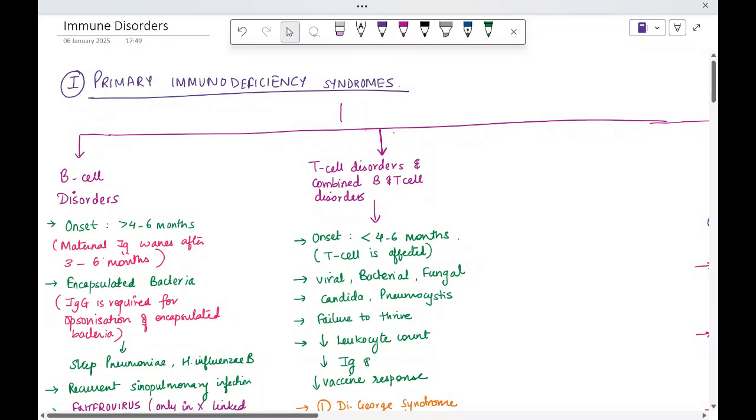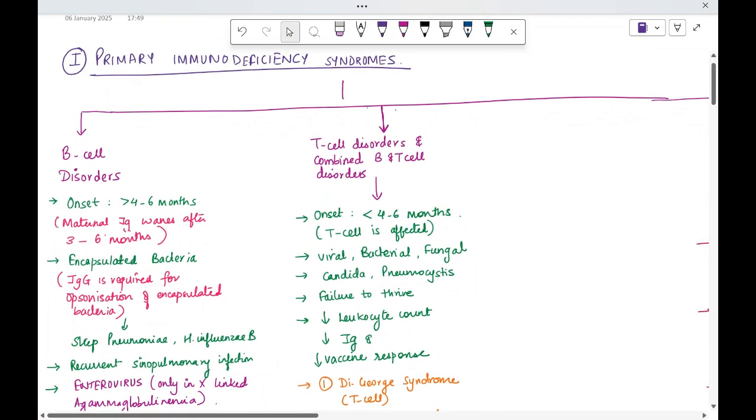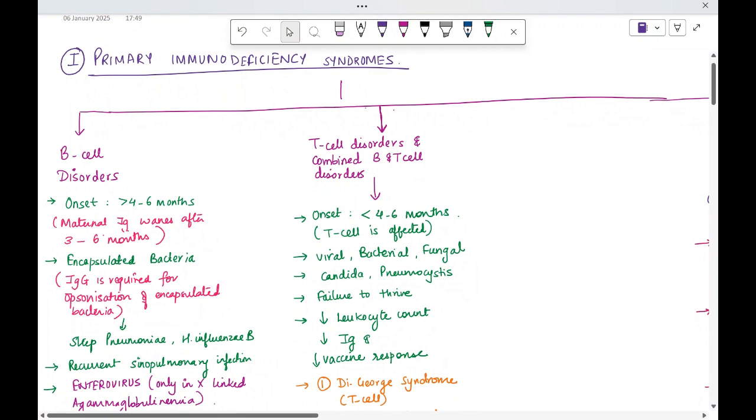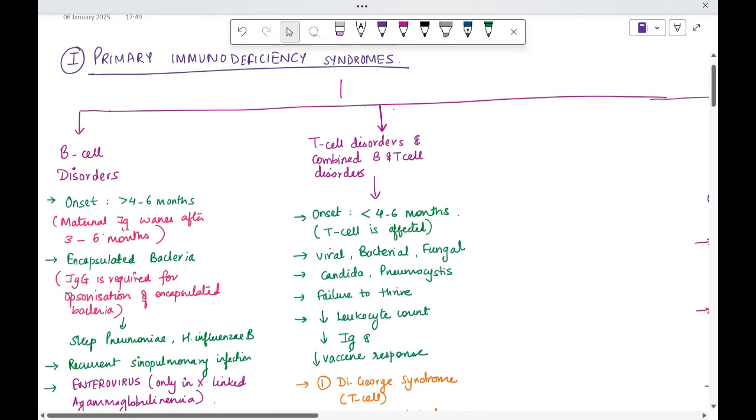This video is of immune disorders, and here we are going to discuss the primary immunodeficiency syndromes. Okay, now why I've chosen this topic? Because this topic is a little bit difficult to remember and difficult to differentiate between the different primary immunodeficiency syndromes. So, let's classify them to make it simpler.